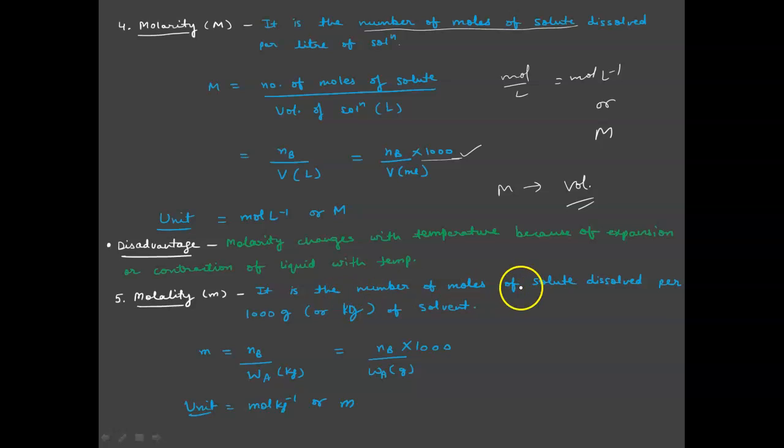It is the number of moles of solute dissolved per 1000 gram, or kg, of solvent. Here we take mass of solvent, not liter. So number of moles of solute divided by WA, solvent in kg. If you are using gram, multiply by 1000 in the numerator. So the unit is mole per kg, or you can write the small m as the denomination of molality.